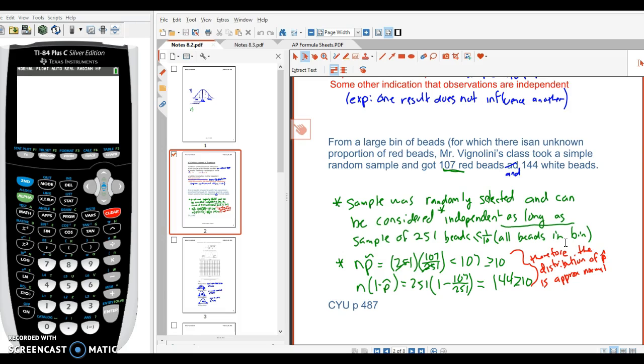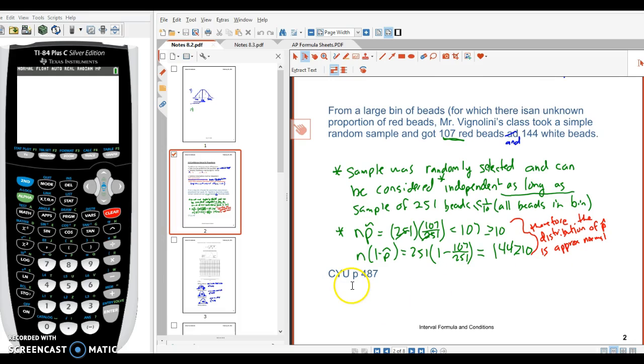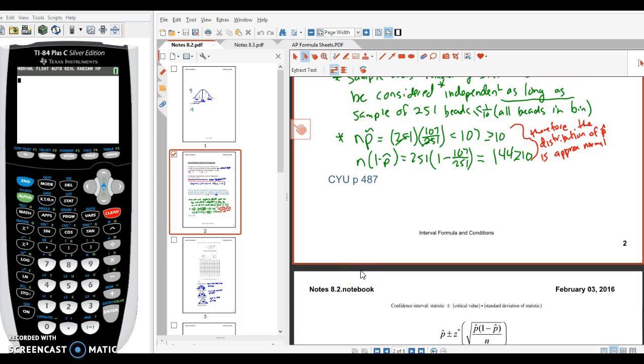And then I have my n, which is 251, times the proportion who are red, which would give you, notice the 251s cancel out, and you're just left with 107. That's greater than 10, and n times 1 minus p, which is 251 times the proportion that it was white, is also greater than 10. Therefore, the distribution of the p hats should be approximately normal. If you would like to stop here and just make sure that you can do one on your own, there is a Check Your Understanding on page 487 of your book, which you can do if you would like, and pause the video.